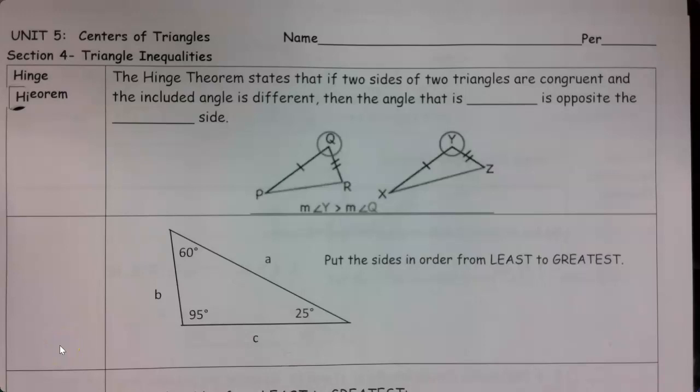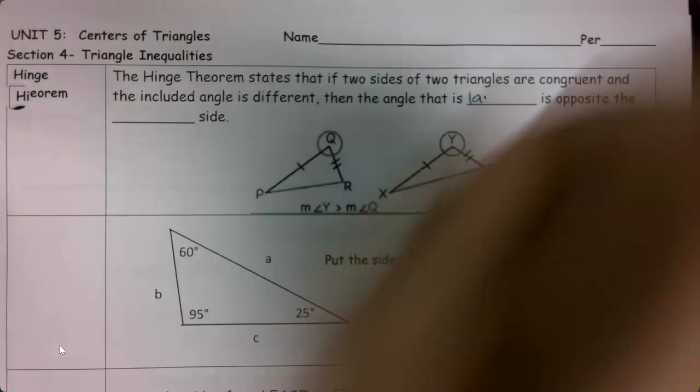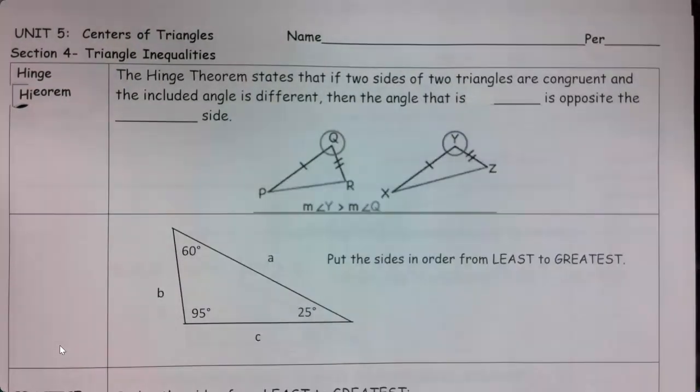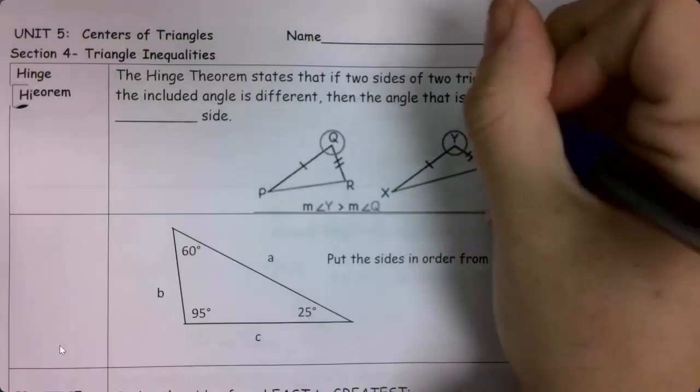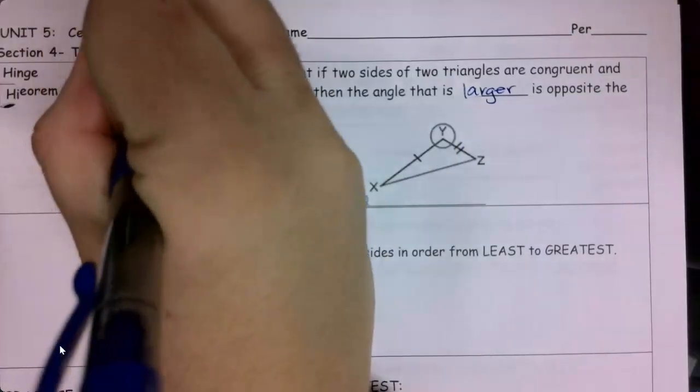So today we're going to talk about the hinge theorem. It states that if two sides of two triangles are congruent and the included angle is different, then the angle that is larger is opposite the longer side.